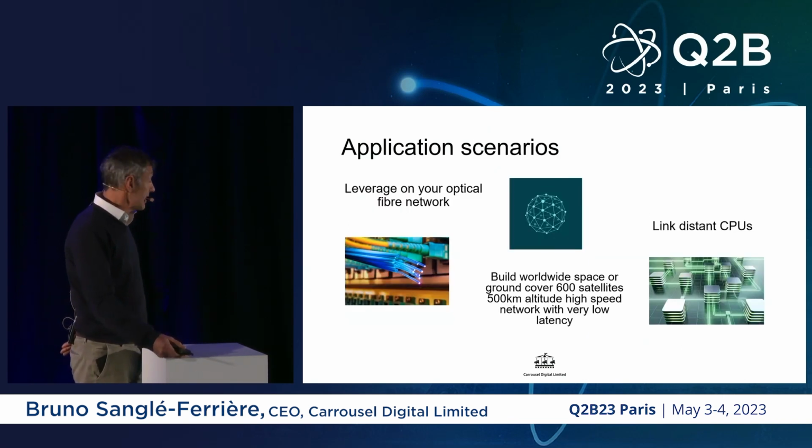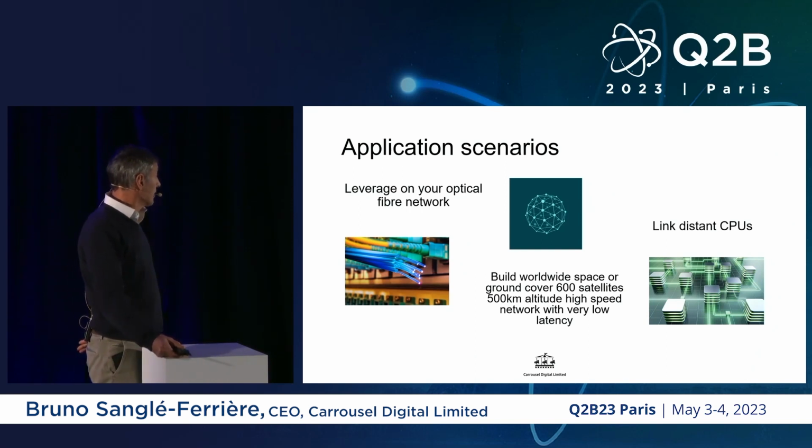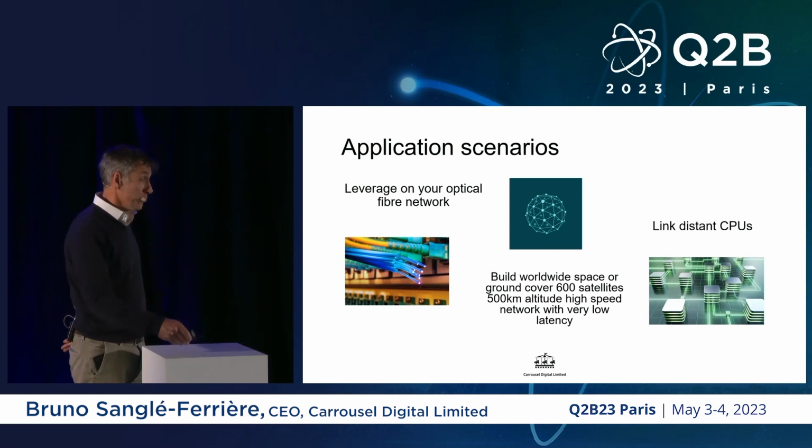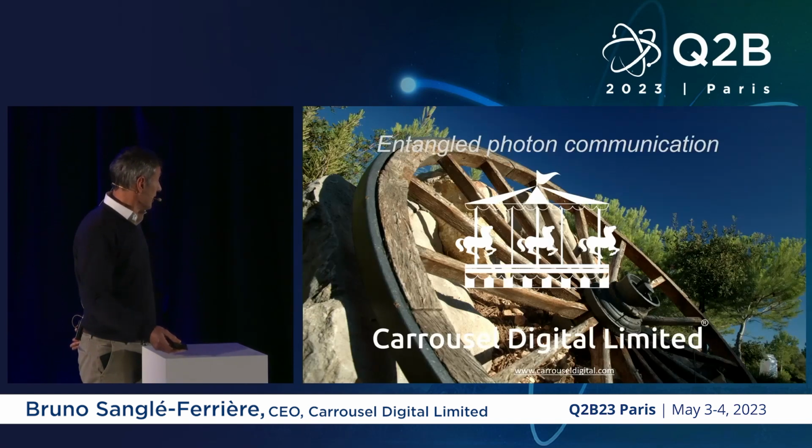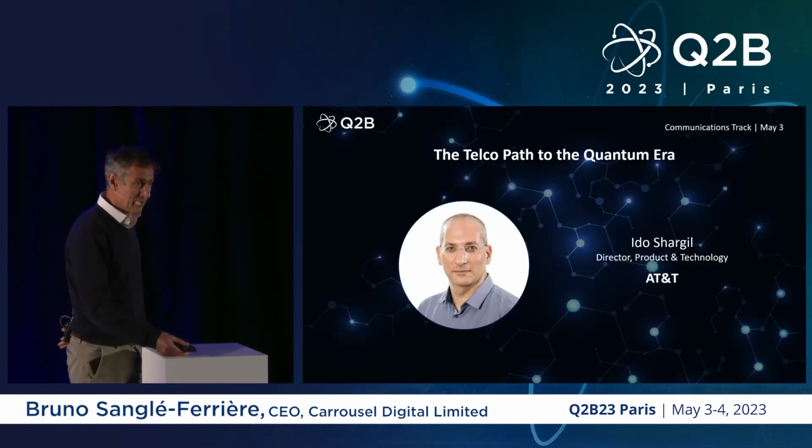Application scenarios of this technology: you can leverage your optical fiber network. You can build 600 satellites at 500 kilometer altitude, a high-speed network with very low latency. And you can also link distant CPUs. This is it. If you have questions.